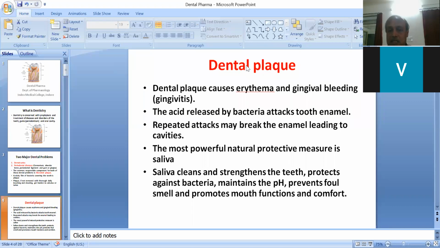powerful protective natural barrier, as we all know, is the saliva. The role of saliva is to clean, to strengthen the teeth, to protect against bacteria, to maintain the pH, to prevent foul smell and to promote mouth function and comfort. That is the physiological role of saliva, and it is the best protective measure against dental plaque.